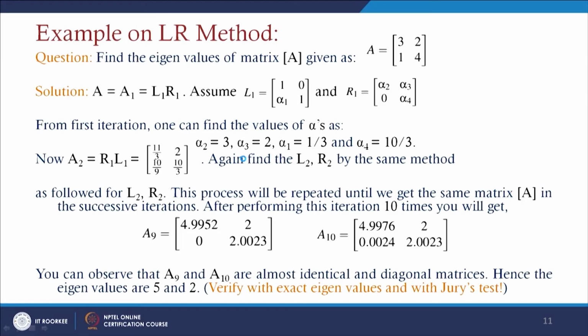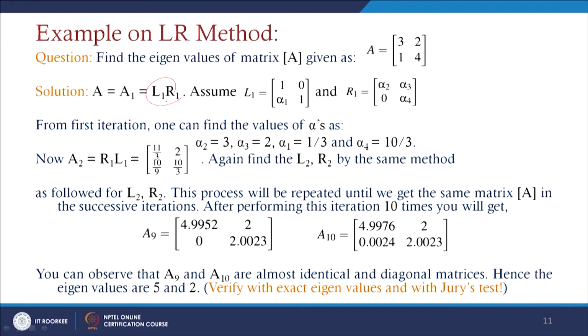So, let us consider one example on the LR method. Suppose the example is: find the eigenvalues of a matrix A, which is given as A equals 3, 2 and 1, 4. First we assume that A1 equals A, which can be written as L1 R1 here. L1 is the lower triangular matrix and R1 is the upper triangular matrix.